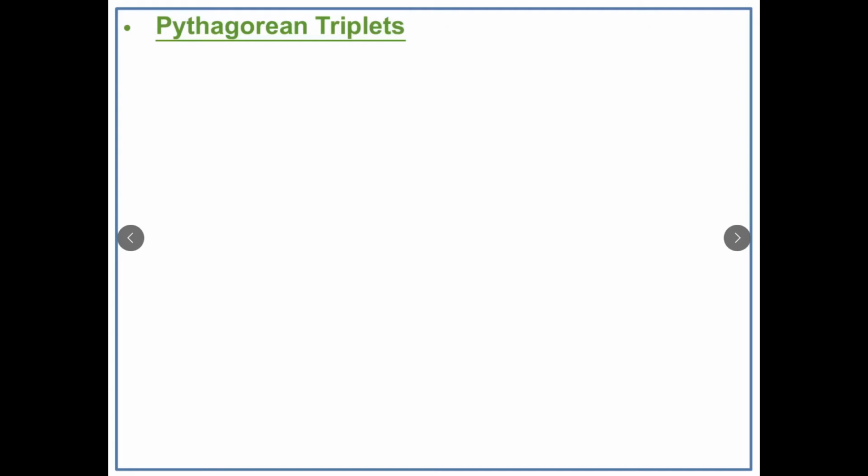Next we have Pythagorean triplet. This is a very important topic. You must have heard about the great mathematician named Pythagoras. He has given a very important theorem which is commonly called Pythagoras theorem. So in order to understand this Pythagorean triplet, you should first know what the Pythagoras theorem is.